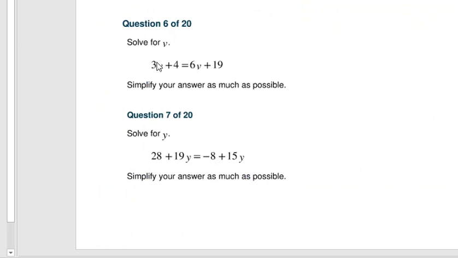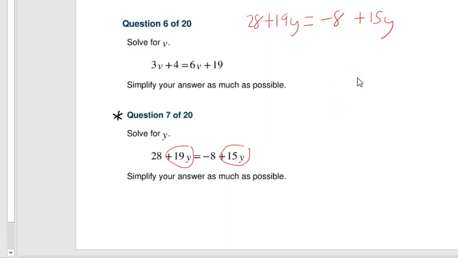Okay, so let's go ahead and look at another example of solving an equation with the variable on both sides. Let's look at number 7 here. It says solve for y. Now notice on this equation, 28 plus 19y equals negative 8 plus 15y. Those are our two terms that have the same variable. And so if we want to solve this equation, our very first step is to get those two terms on the same side of the equation.